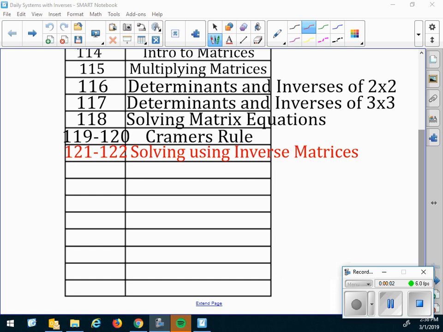121 and 122, solve using inverse matrices. Now you may think, well, wait a minute, haven't we already done that sum? Yes.